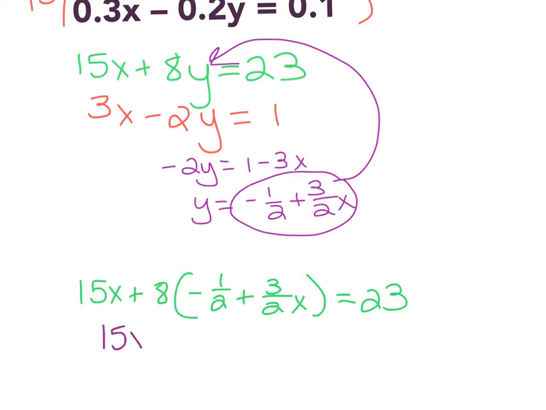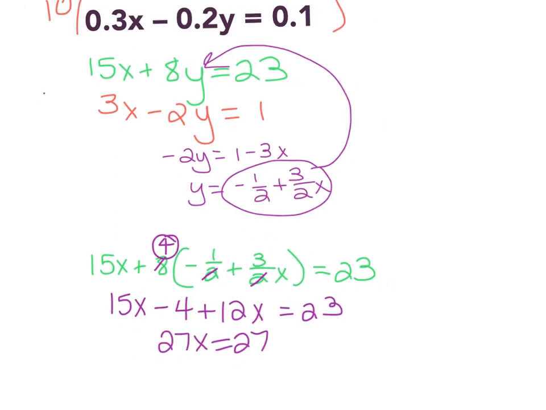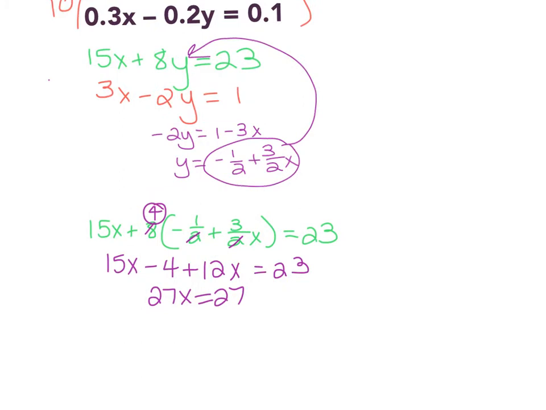I get 15x. This would be 4. Negative 4 times negative 1 is minus 4. This would also be 4. 4 times 3, positive 12x. 27x equals 27. X equals 1. There's my first value.